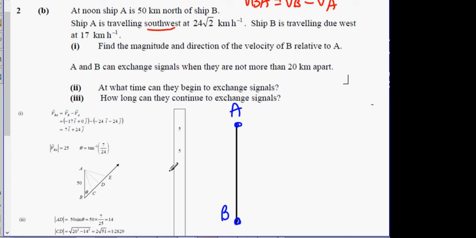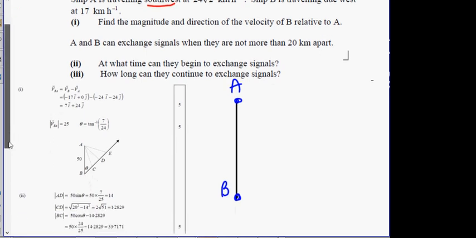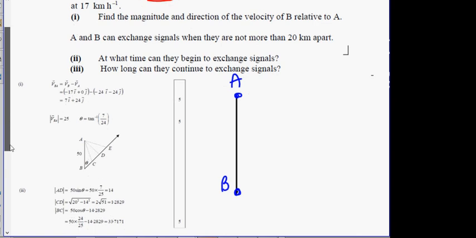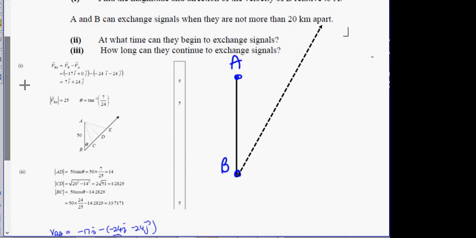Now, what we're told is it's the velocity of B relative to A. You happy with that? So B relative to A, I'm going to put this in a dotted line. It's going to go up this way. Remember, across 7 up 24. So it's going to go all the way up there, like so. This is 50 kilometers at the start.